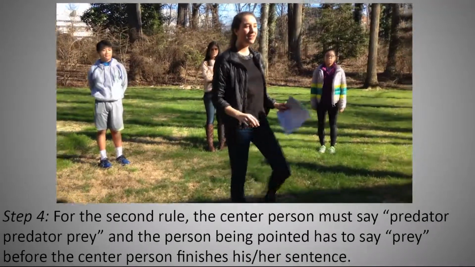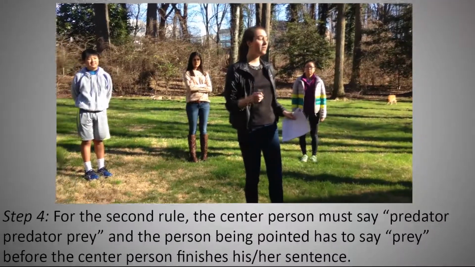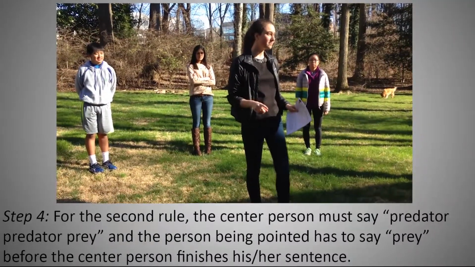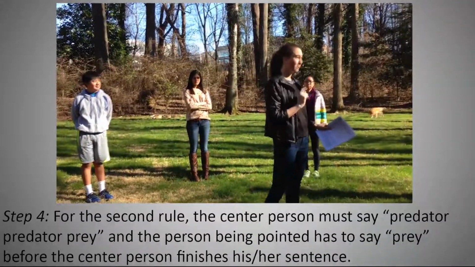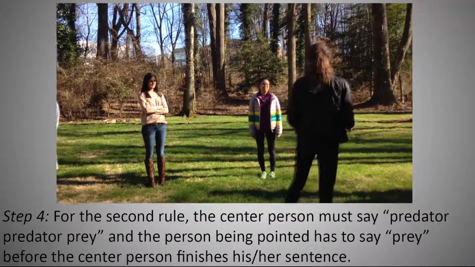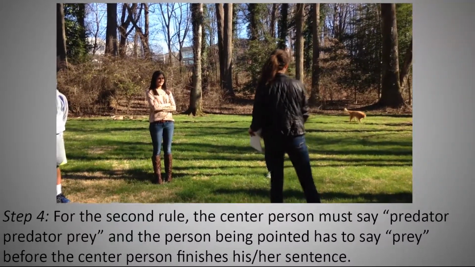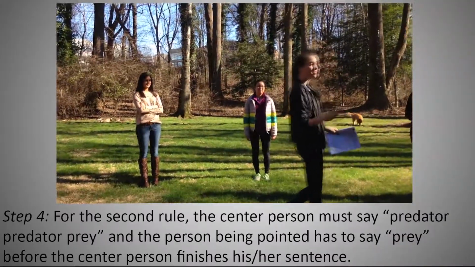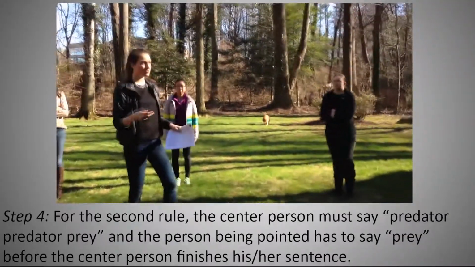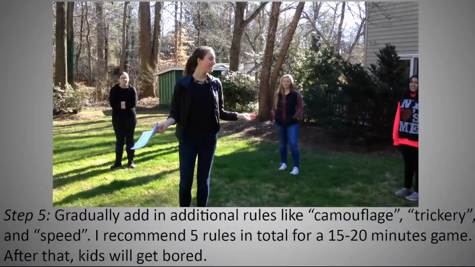So the first rule is you go around and you say prey, and they can't say anything. The second rule is you go around and say predator, predator, prey, and they have to say prey before you do. Okay? So predator, predator, prey. So you see how I'm incorporating the previous rule into the new rule. You do them both at the same time, like you just switch off.